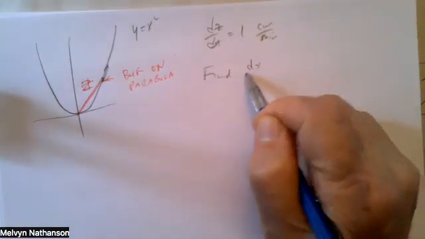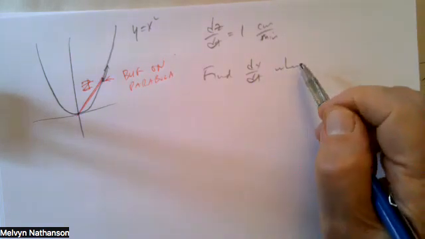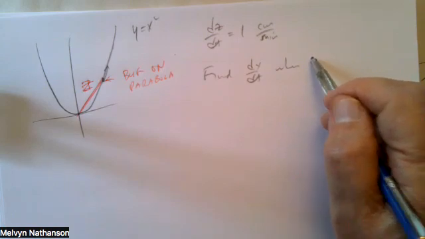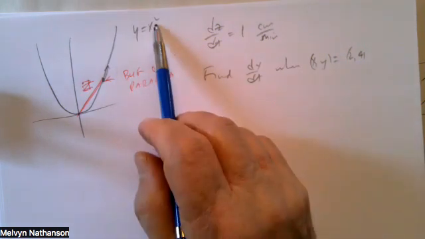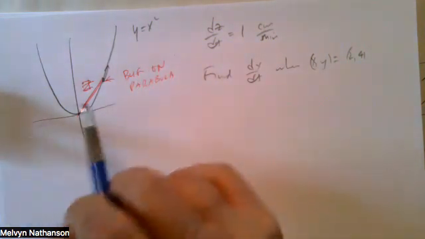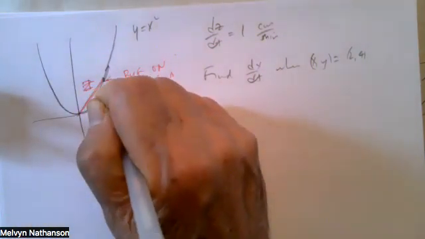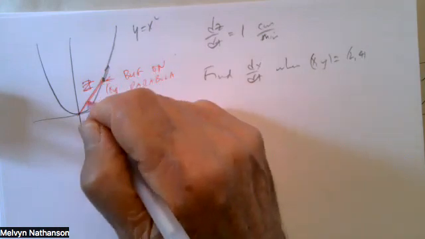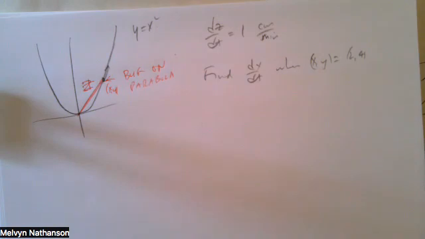And we want to find how fast the x-coordinate of the bug is changing, dx/dt, when the bug is at the point on the parabola (x, y) equal to (2, 4), right? When x is 2, x squared equals y is 4. So at the point (2, 4), this bug is still moving along in such a way that its distance to the origin increases at a constant rate of 1 centimeter per minute. And how fast is the x component of the bug increasing at (2, 4)?